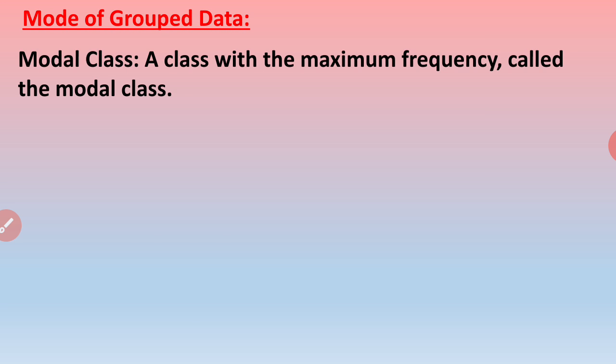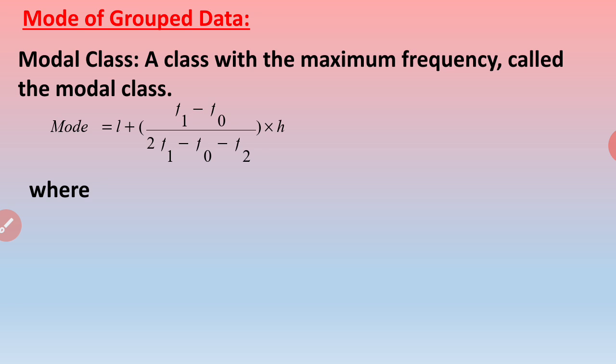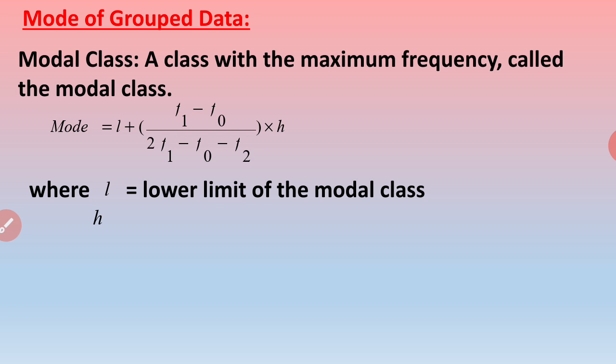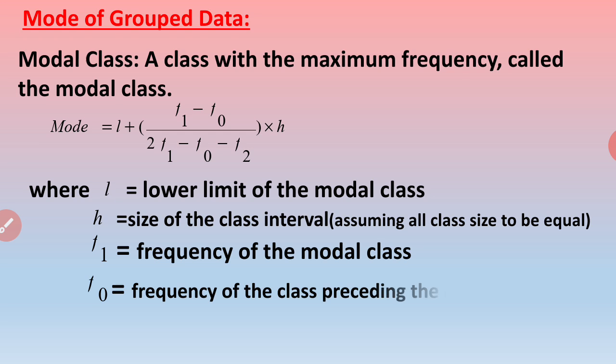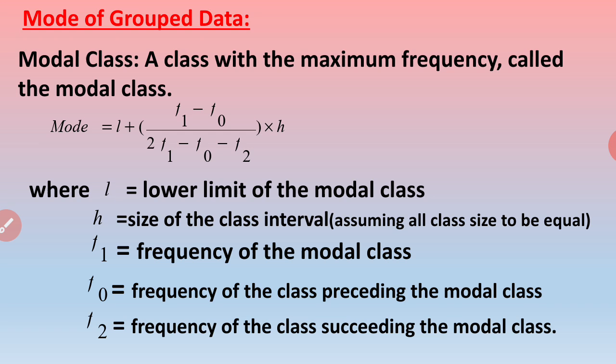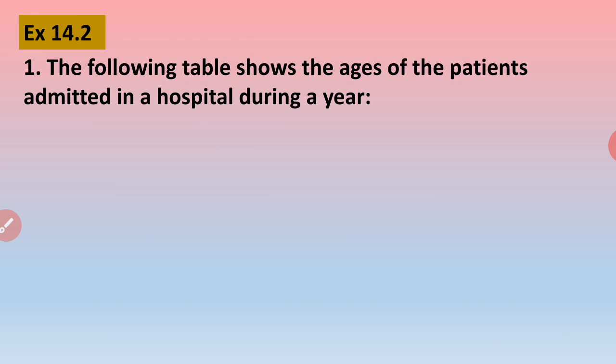The basic thing: the modal class is nothing but the class with the maximum frequency. This is the formula with all the details. You have the lower limit l, h is the class size, f1 is the frequency of the modal class, f0 is the frequency of the class preceding the modal class, and f2 is the frequency of the class succeeding the modal class. With all this knowledge, let us start with the example.